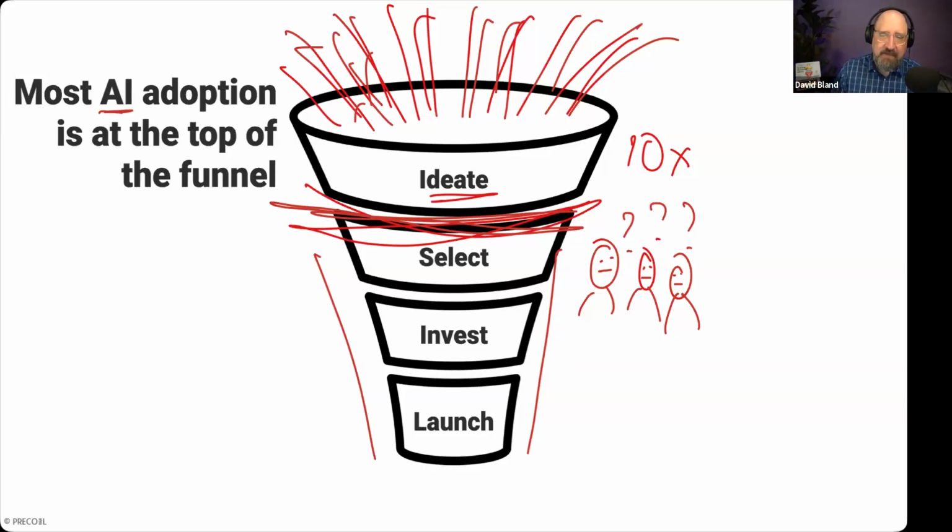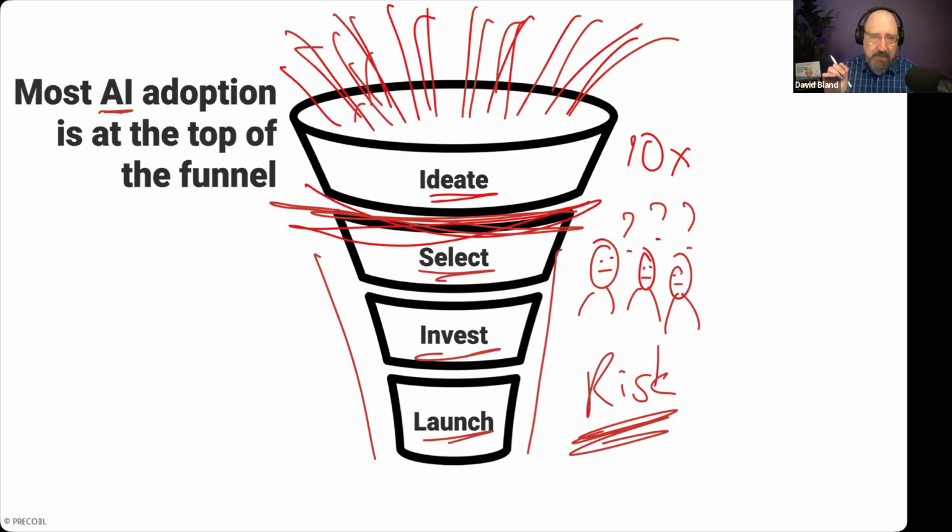So I don't know if you all are feeling this, but this is what I'm seeing inside companies. The idea of selection and investing and launch, and this idea of how do we address risk? Okay, how do we address risk? This is not where I see AI used currently, except outside my work. I'm seeing it used up here for ideation, which is great.